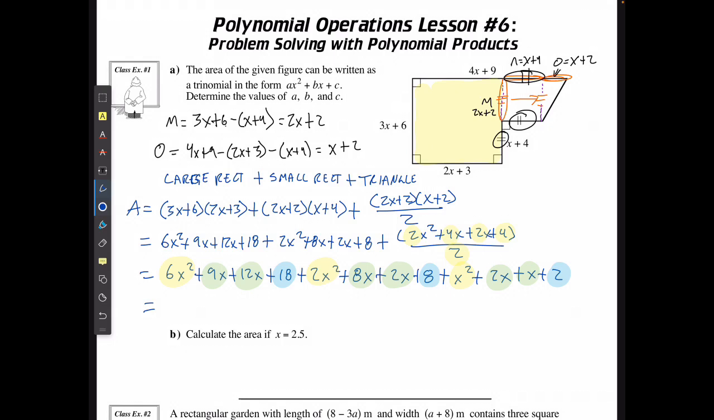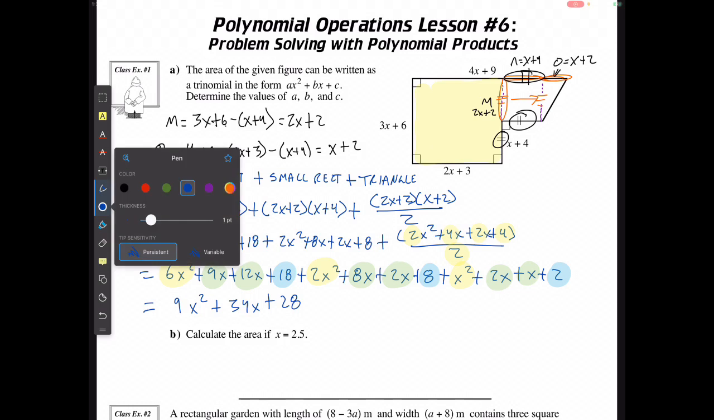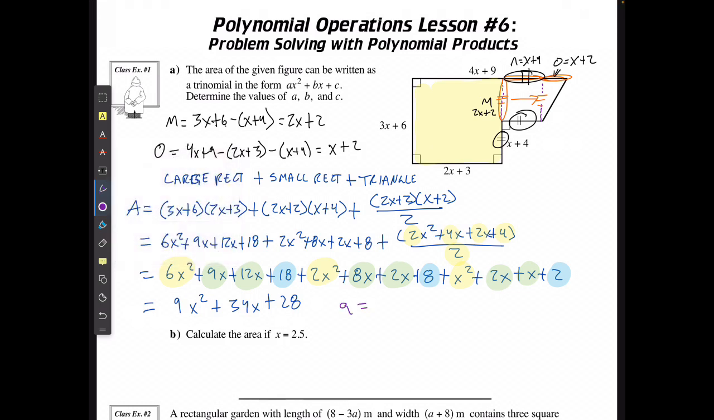When I combine all of these things together, it simplifies to 9x squareds, 34x's, and 28, which means that given this problem, a is equal to 9, b is equal to 34, and c is equal to 28. Now, we have the simplified formula for what the area is once we multiplied everything out and simplified it.